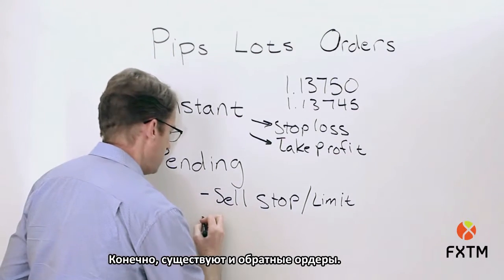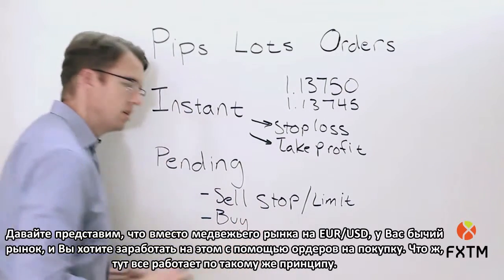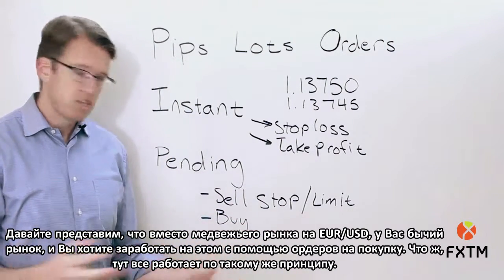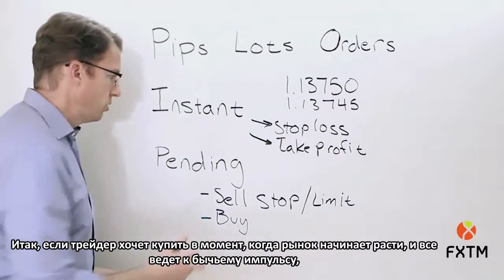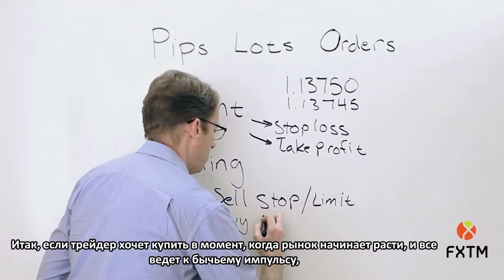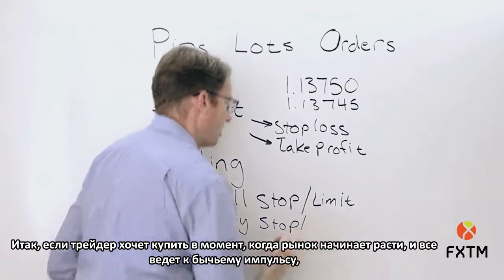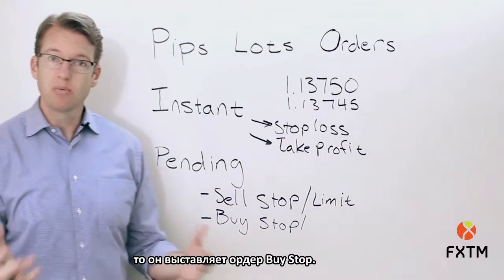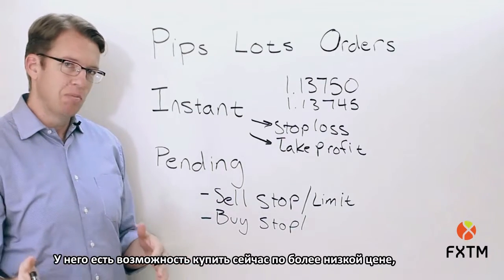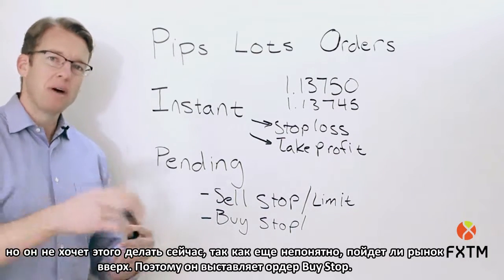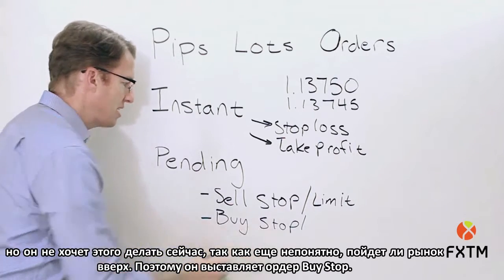Now, there is the inverse of this, of course. Let's imagine that instead of being bearish on the euro dollar, you were bullish and you want to be able to take advantage of that with a buy order. Well, this works the same way. So if a trader had wanted to buy as the market was rising and beginning to gather a little bit of bullish momentum, then they'd want to use a buy stop, because they have the ability right now to buy at a cheaper price, but they don't want to do that. They want to buy as the market begins to move in their favor, so they would use a buy stop.